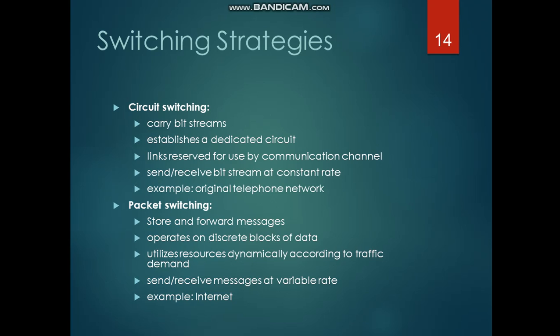Once a circuit is established, the whole data will flow on the circuit, and when the network is no longer needed, the circuit is broken. Another type is the packet switching network, where there is no dedicated circuit. The data flows by the use of packets or messages. All the intermediate nodes store and forward the messages. They operate on discrete blocks of data and utilize resources dynamically according to traffic demand.